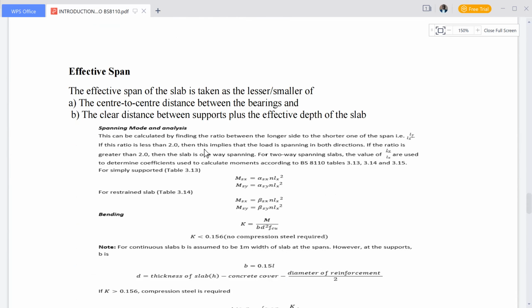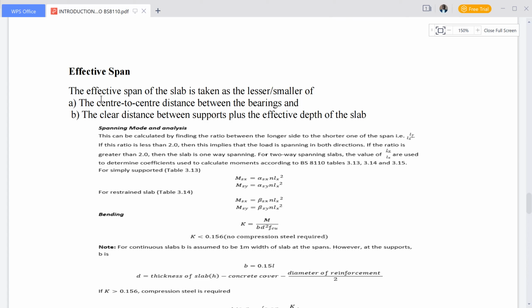Now we have what you call effective span. Effective span mostly applies to one-way spanning. Now, effective span of the slab is taken as the lesser of two values. When you have a question, we have two ways. You can either determine the effective span by taking the center-to-center distance between the bearings. The bearing can be supports, beams or walls. So the center-to-center distance, or the clear span between supports plus the effective depth of the slab. If the two occur at the same time, you take the lesser value, the smaller of the two. But if only one way is given to determine the effective span, you only work with that way.